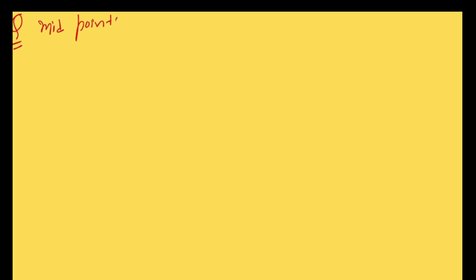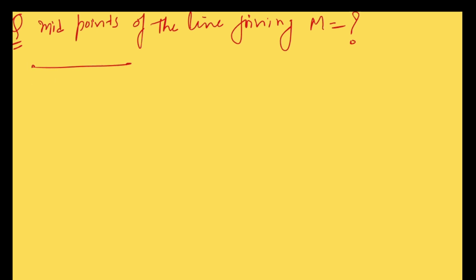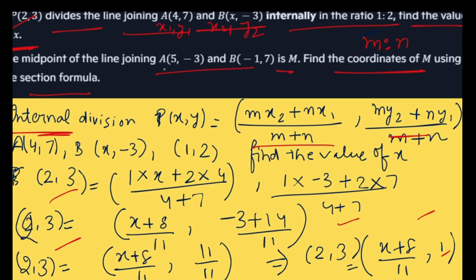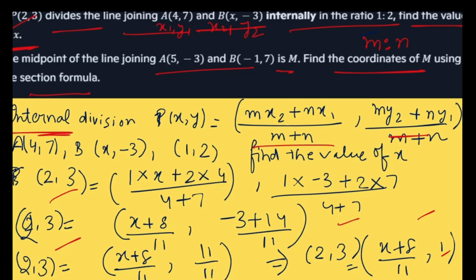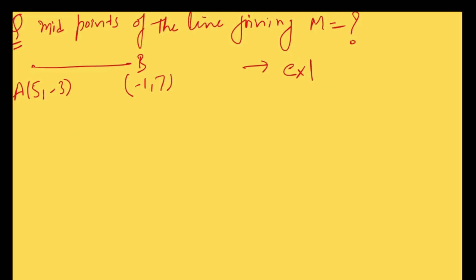Midpoint of the line joining, that is M, that you have to find. The coordinates are given, A(5, -3) and B(-1, 7). And we have to use the section formula.